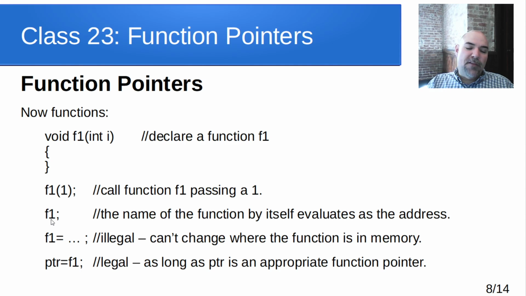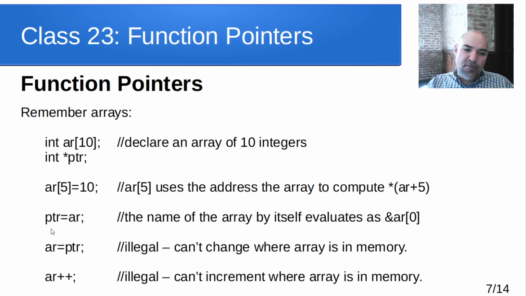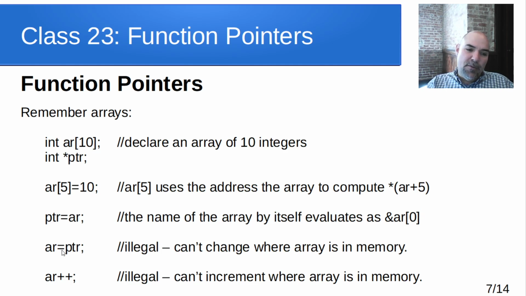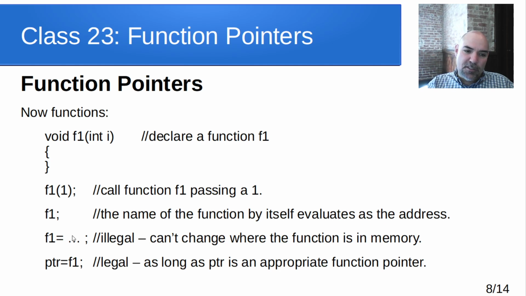So if I use the name of that function by itself, that evaluates as the address of where in memory that function starts. And so that's the same as an array. AR used by itself evaluates as the address of where in memory that starts. So f1, when used by itself for this function, evaluates as the address of where in memory that function code lives, or where it starts. Now that also means I can't change it. I can't say f1 equals something. That's illegal because I can't move the function somewhere else in memory. It is where it is. Just like over here, I can't move an array somewhere else. I can't move a function somewhere else.